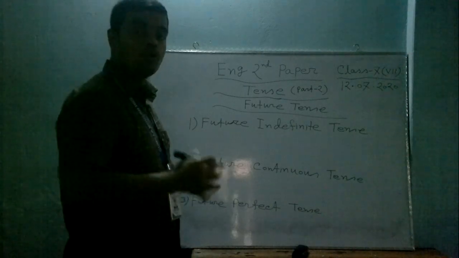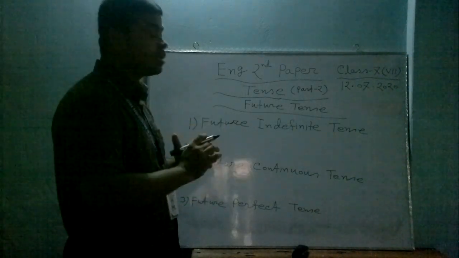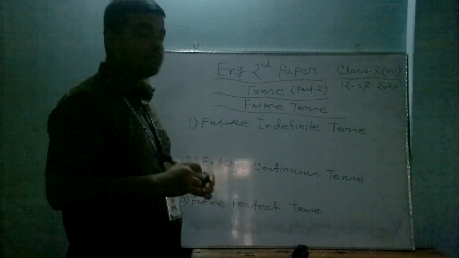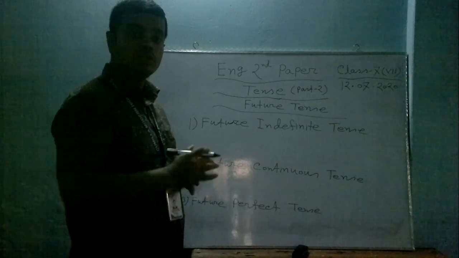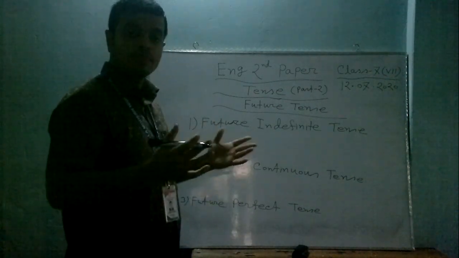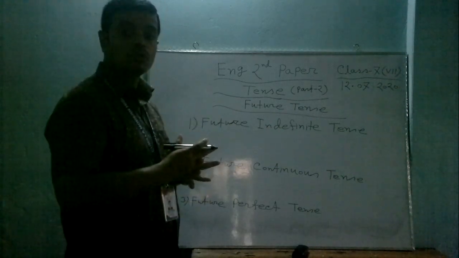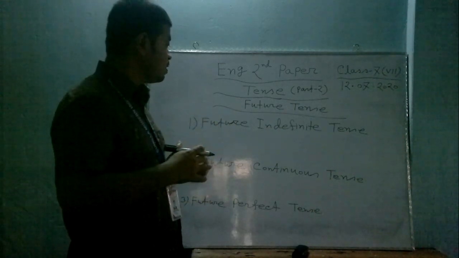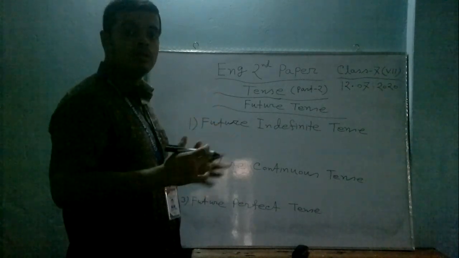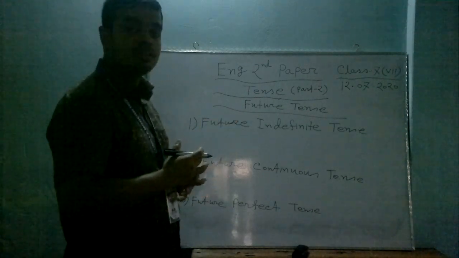Now we can follow the structure of how to make a sentence in future indefinite tense. In previous classes, we followed some structures which gave us the advantage to make sentences in present and past tense. Now we can follow these structures, with the similarity between present and past tense, in future tense, and that will help us make a sentence in future indefinite tense.